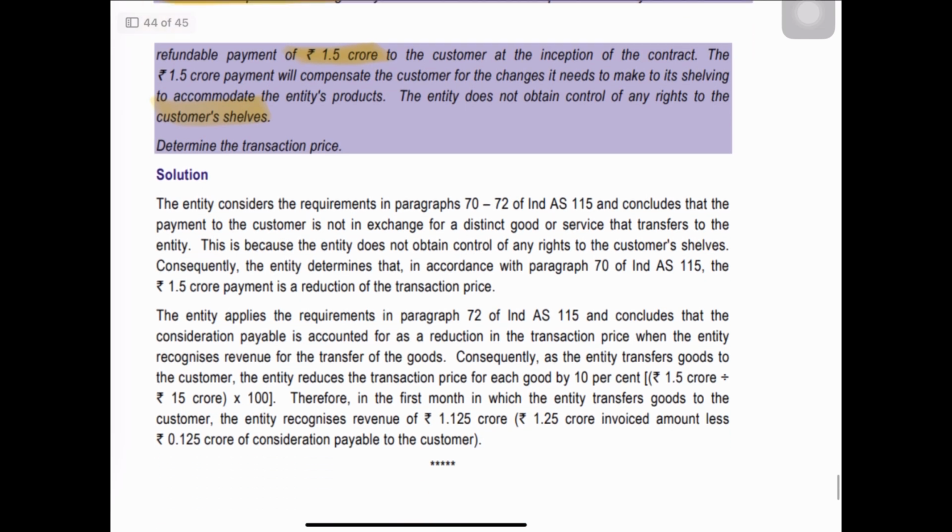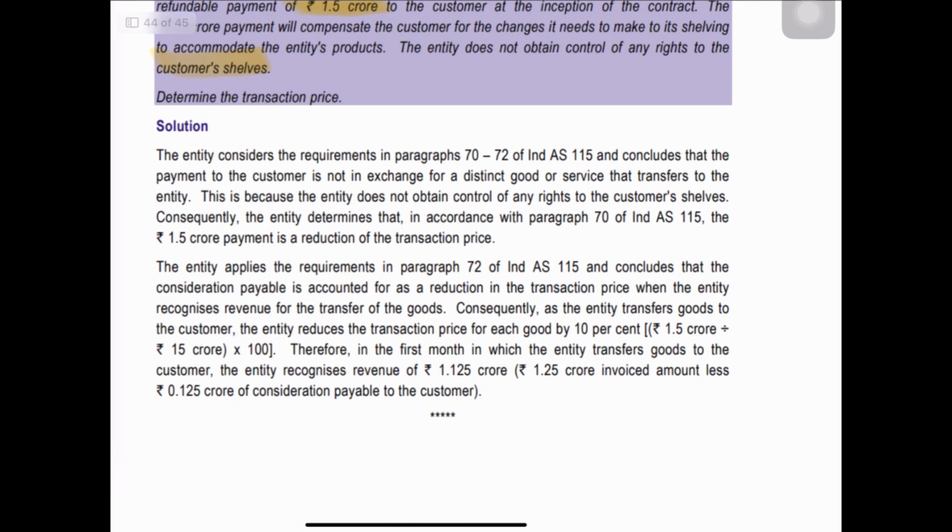So here let's determine the transaction price. Let's apply paragraph 72 of Ind AS 115 and conclude that consideration payable is accounted for as a reduction in the transaction price when the entity recognizes revenue for the transfer of goods. Consequently, as the entity transfers the goods to the customer, the entity reduces the transaction price for each good by 10%. Therefore, in the first month in which the entity transfers the goods to the customer, the entity recognizes revenue of 1.125 crore only.